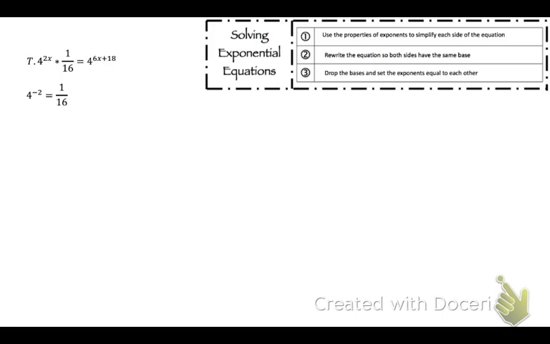So if I know that 4 to the negative second power equals 1 over 16, because 4 squared equals 16, so you just move that to the bottom, I can plug that in right there. Now multiplying is the same as adding, so this is going to be 4 to the 2x minus 2, because if you add a negative, it's just a subtraction, equals 4 to the 16x plus 18. So you get 2x minus 2 equals 16x plus 18. Solve that, you get negative 4x equals 20, so x equals negative 5.